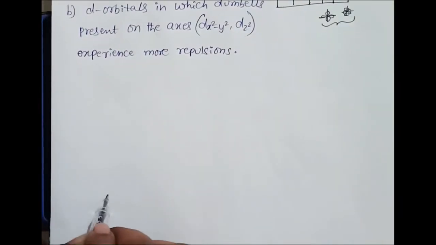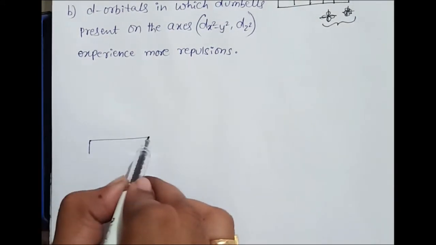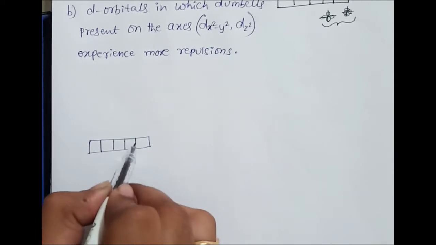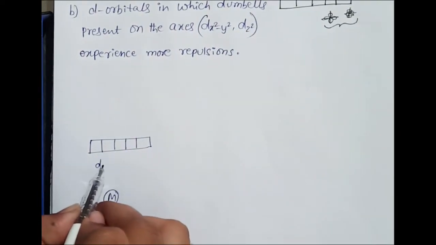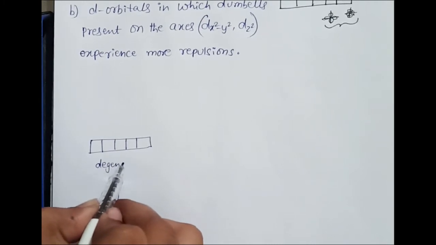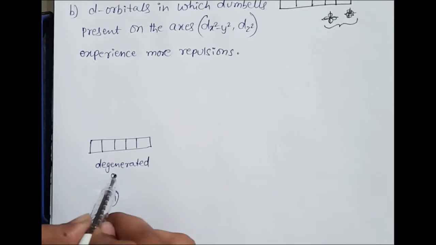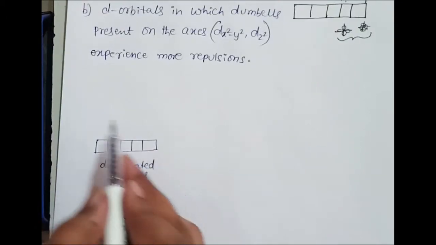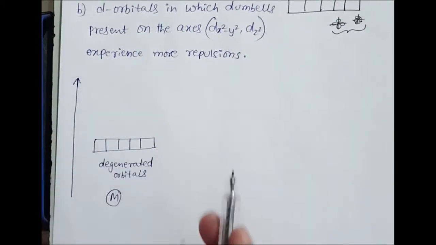Here the metal atom is alone. Let us say the metal atom is alone. So all its d orbitals have the same energy, which we call degenerate. Here all the d orbitals are degenerate orbitals. Degenerate means same energy. All orbitals will have the same energy. This is, let us say, the energy increasing order.